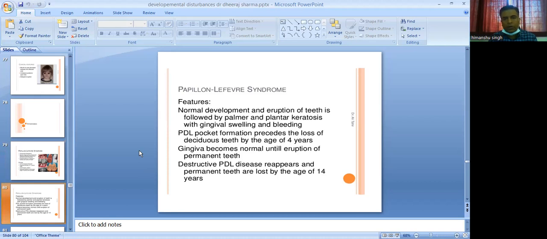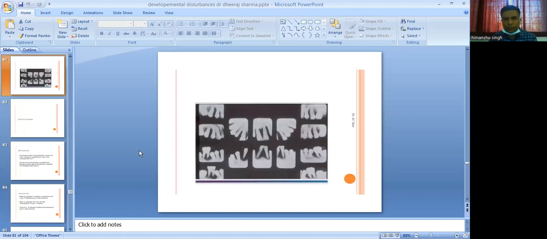Features include normal development and eruption of teeth, which is followed by palmar and plantar keratosis with gingival swelling and bleeding. Periodontal pocket formation precedes the loss of deciduous teeth by the age of 4 years. Gingiva becomes normal until the eruption of the permanent teeth. Severe periodontal disease reappears and permanent teeth are lost by the age of around 14 years. As you can see in this photograph showing multiple edentulous areas, the bone loss is quite evident in all of the X-rays.